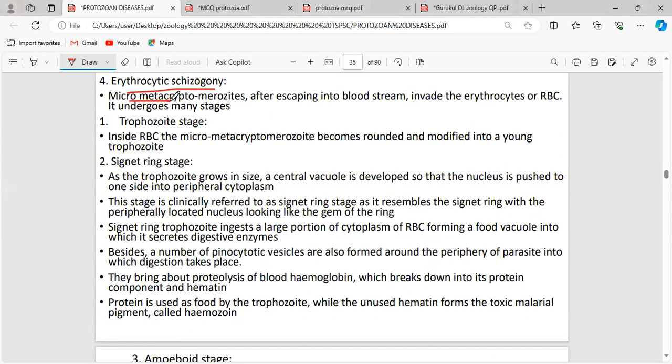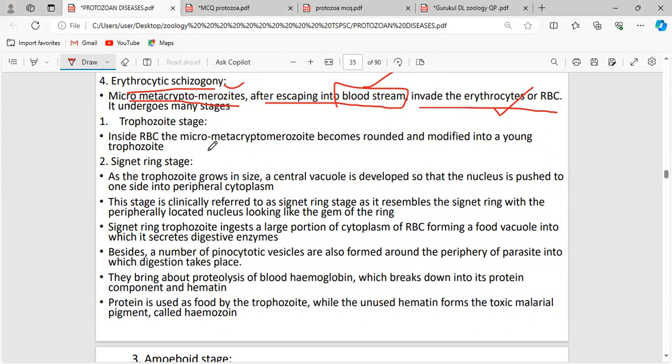Now, the micro metacryptomerozoites, after escaping into the bloodstream, will invade the erythrocytes or RBC. There are different types of blood cells: white blood cells, red blood cells, and blood platelets. But the target for this parasite is the RBC, where it undergoes schizogony, the process of asexual reproduction. That is why we name this the erythrocytic schizogony.